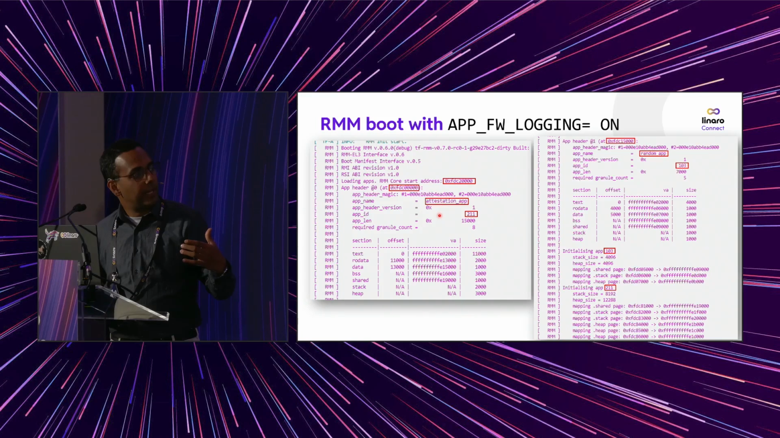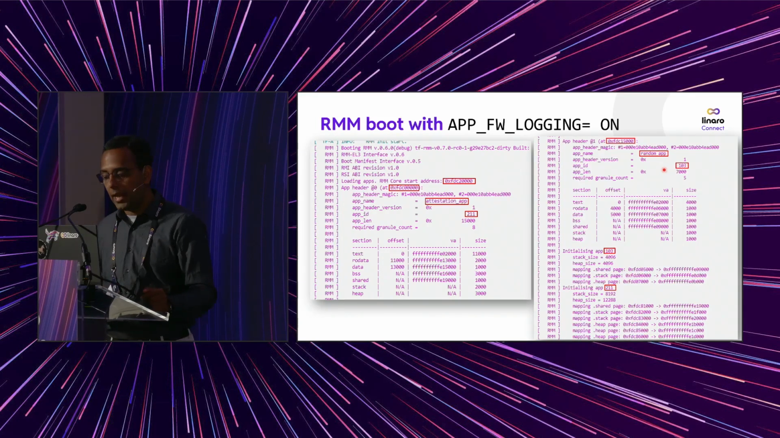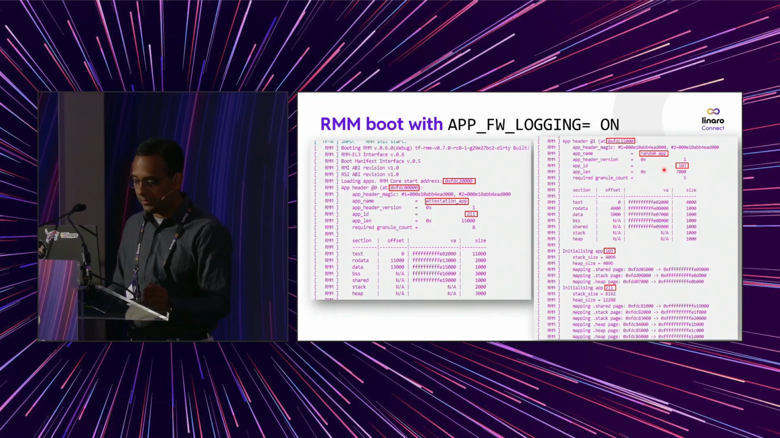It shows the app name. Then there is the app ID. And then there is various other information, like the size of the text, rodata, and BSS for that app. And similarly for the second app. So if you want to look into more details about how the app is running, you can enable the app framework logging, and you'll get this information.